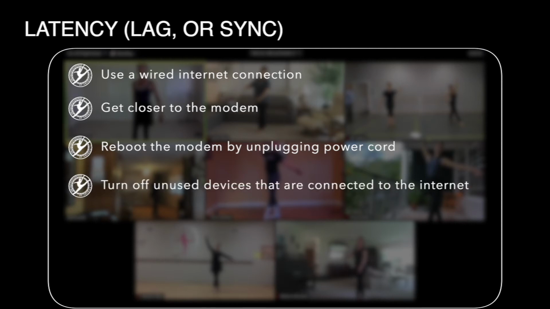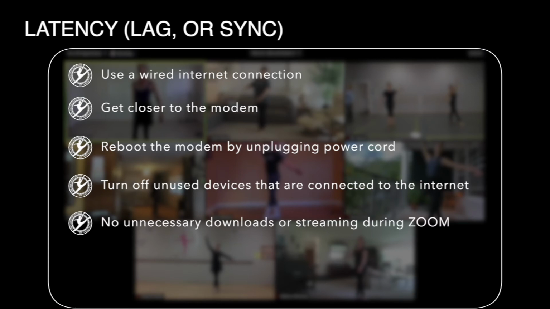Turn off devices in your house or your studio that use the internet and are not needed during the Zoom meeting. This will include other devices such as iPads, computers, and phones. No one should be streaming videos or downloading large files during a meeting, as this will take away the bandwidth that you're using for your meeting.